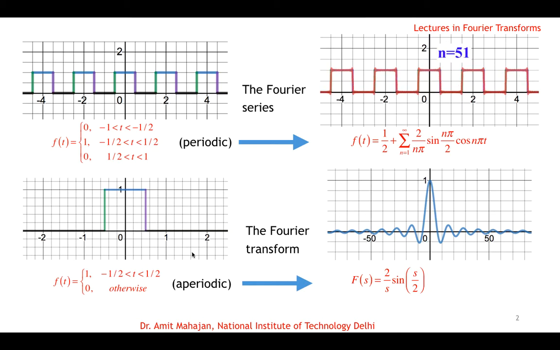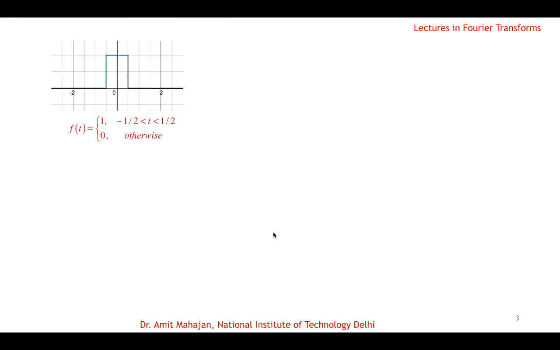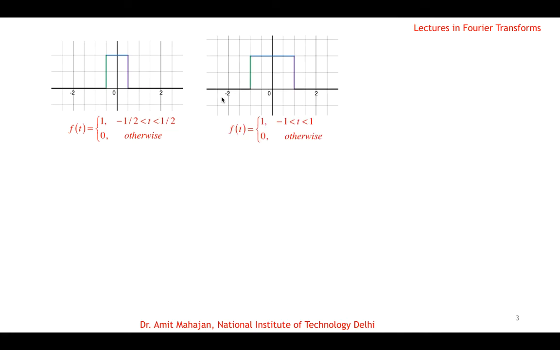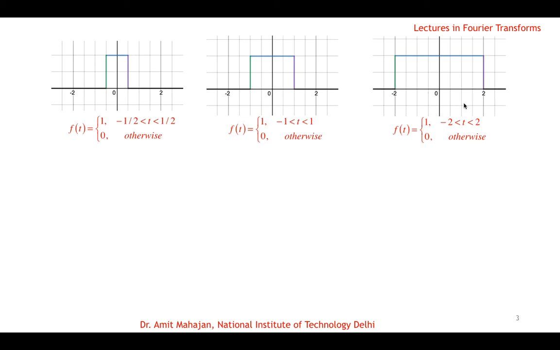The second thing I would like to place is that let us again see the single pulse for time minus half to half, and what if we increase the time of this pulse? If I increase the time of this pulse, say the time is -1 to 1, so the width of the pulse is increased, and say it is further increased to -2 to 2. So what happens if the time of a single pulse is increased? What happens to the corresponding Fourier transform function? That's what I want to see before I give the mathematical equation.